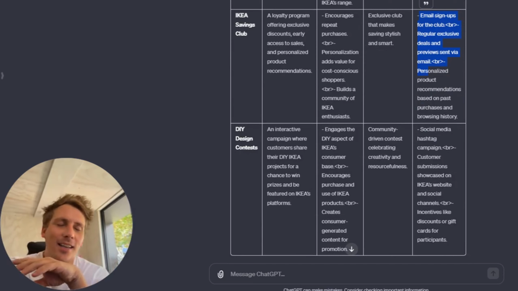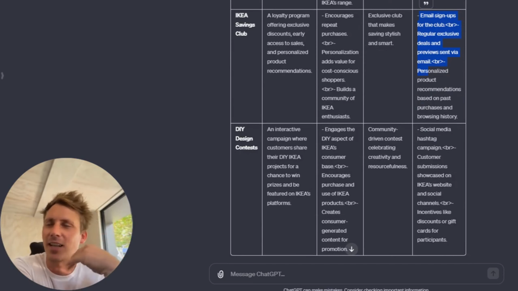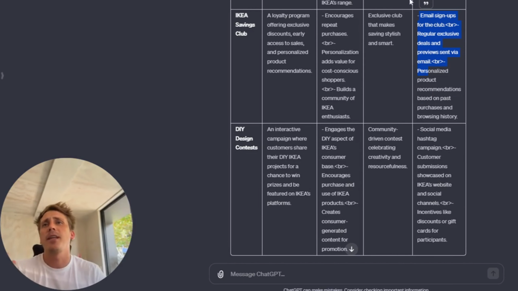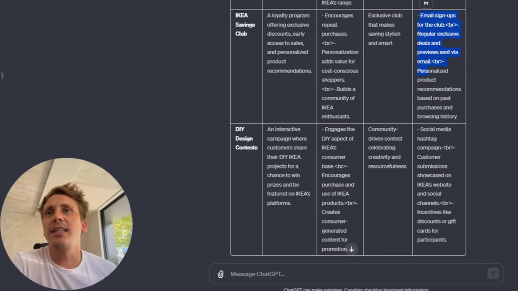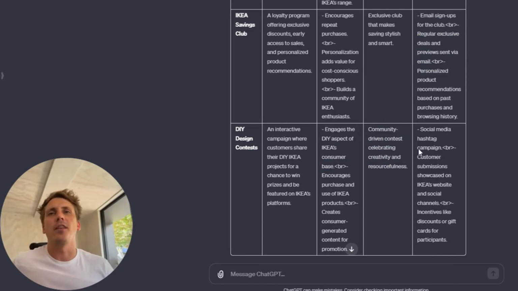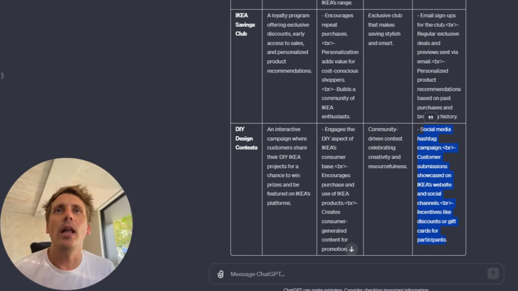DIY design contest. You'll find when you ask GPT for these things, it comes up with competitions a lot. Clearly, this is something that marketers do a lot of. But yeah, interactive campaigns where people share their DIY IKEA projects, which is quite nice. Lots of people take IKEA furniture and repurpose it into other things, upcycle it, and that kind of thing. Engages the DIY aspects of the consumer base. And community-driven contests makes sense, and then tactically how we'll market it.